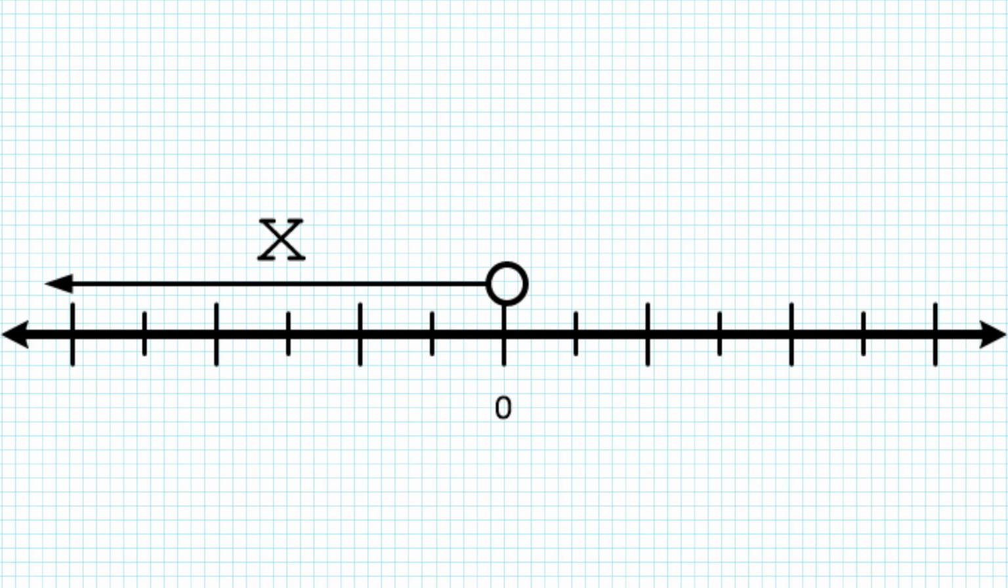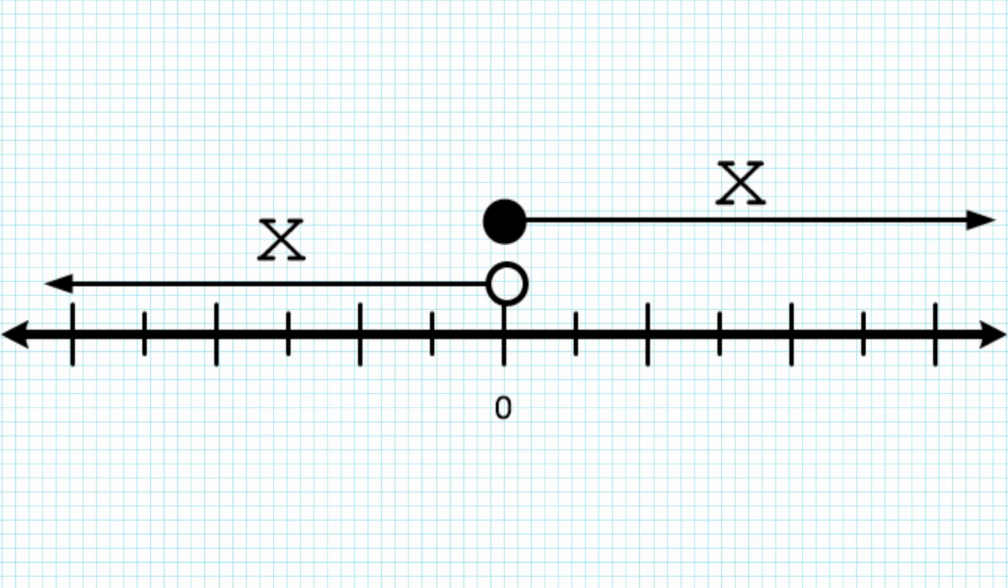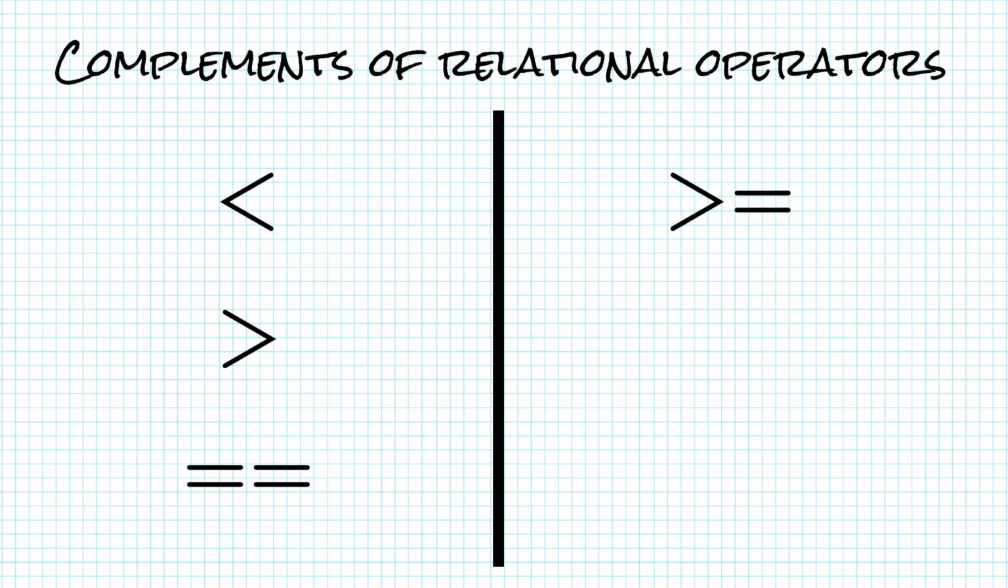Here I have x less than 0 and x greater than or equal to 0. One of them needs to include 0. All numbers have to be covered between the two expressions, with no numbers left out. So knowing that now, what do you suppose is the complement of greater than? If you said less than or equal to, you're correct.